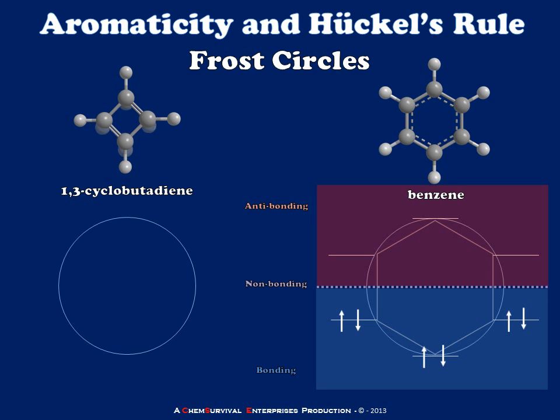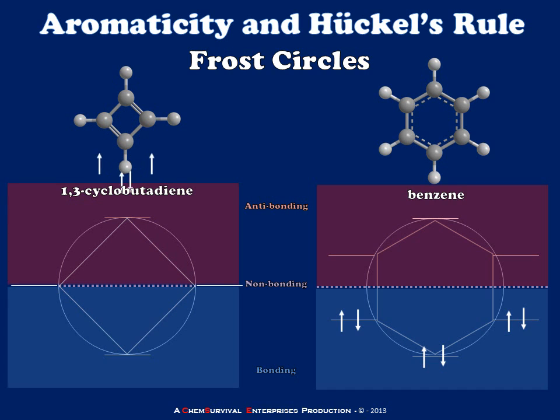Now, if instead I draw a Frost circle for 1,3-cyclobutadiene, we should immediately notice that we're dealing with some higher energy molecular orbitals here. Specifically, we now have 2 non-bonding molecular orbitals. And when we populate this system with the pi electrons from the 1,3-cyclobutadiene, we're going to discover that 2 of those electrons go into non-bonding molecular orbitals. Now these electrons would much rather be in an isolated pi bond where they can be of lower energy.